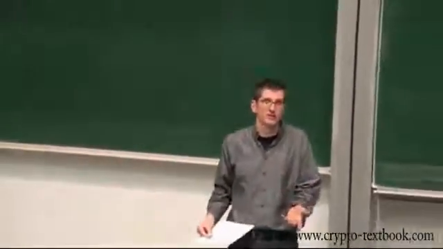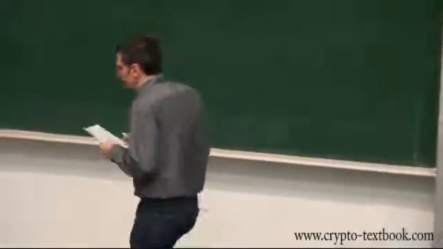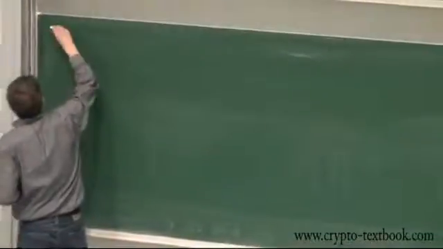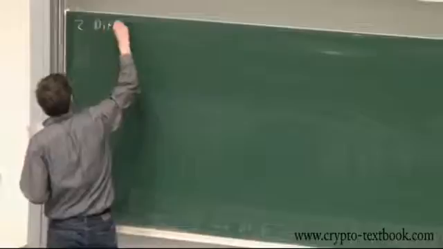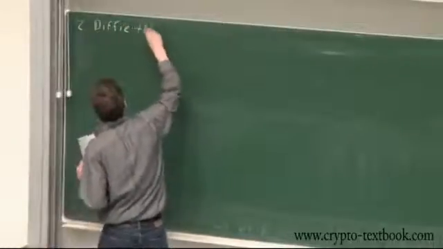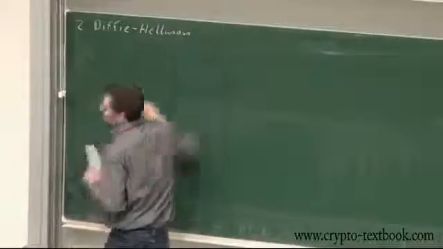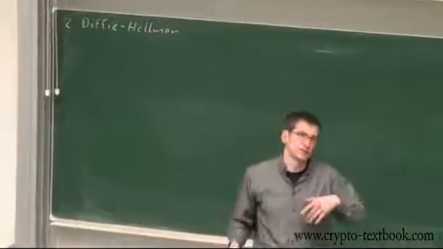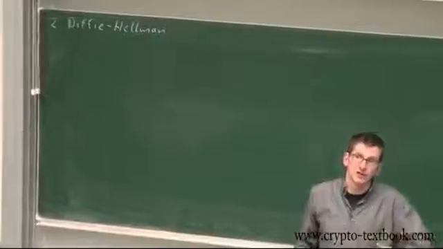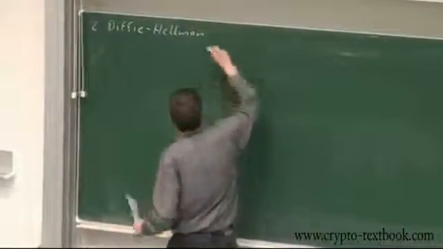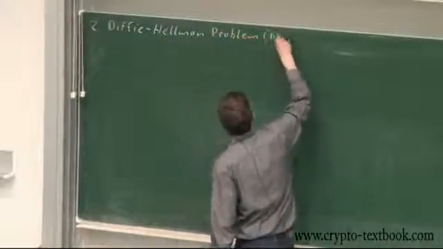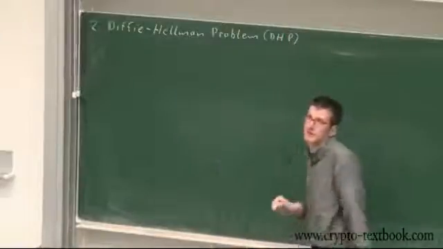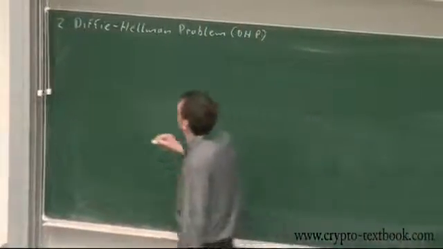We want to look at the big major, historically the first application of the discrete logarithm problem, that was Diffie-Hellman key exchange. So chapter number 2 has to do with Diffie-Hellman. But we're not only talking about the Diffie-Hellman key exchange. That's what we did last time we met. We look at what's called the Diffie-Hellman problem, very often abbreviated as DHP, okay?